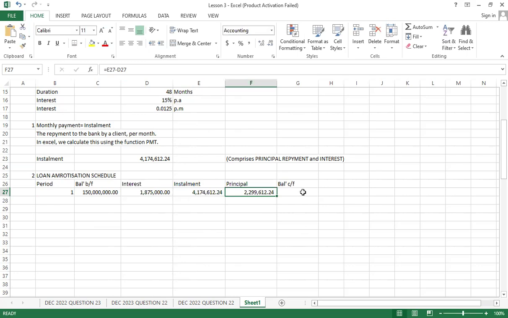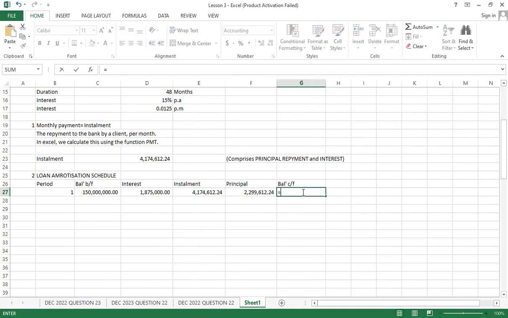How much is the closing balance of this loan at the end of month 1? You take this opening balance, you minus from it this principal repayment. The principal loan is only reduced by the principal repayment. Interest does not reduce principal. So you take the brought forward balance minus principal. The closing balance for the loan is 147 million and some change. All right, so that is the first month.